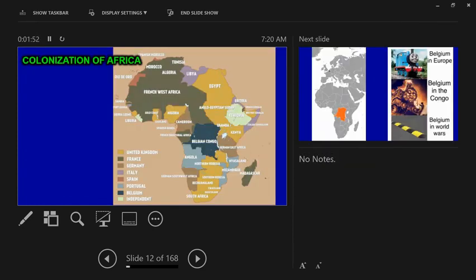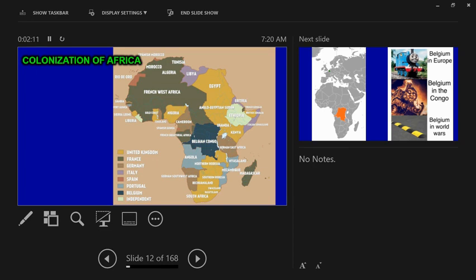So here was the outcome of the Berlin Conference. And you can see Africa here is divided up into these different colors, and these different colors represent the different European nations that colonized or were responsible for different parts of Africa.